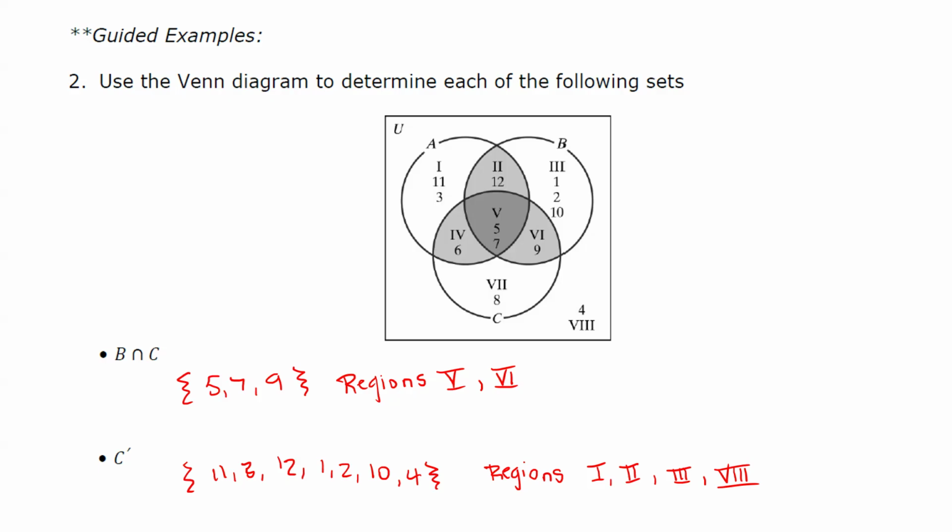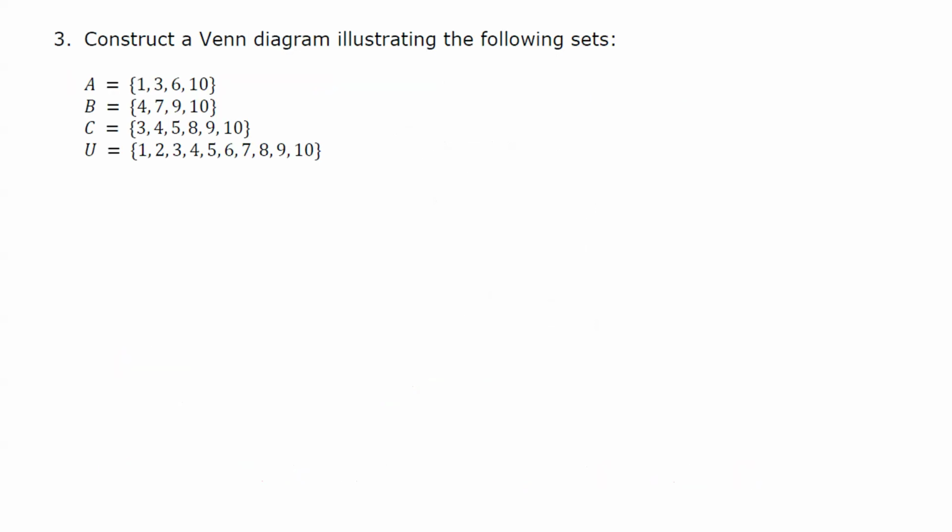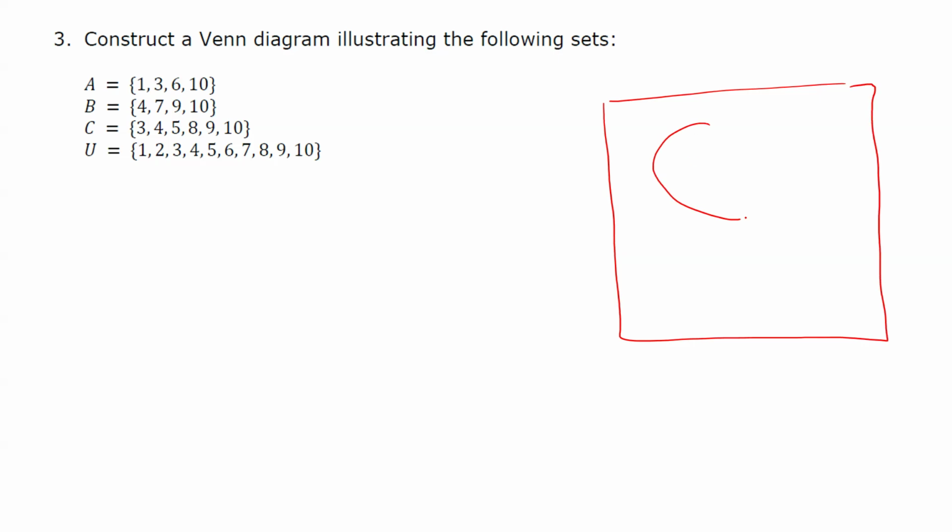Okay? So now that we've dabbled a little bit into some problems surrounding the Venn diagram with 3 sets, let's create one. So here we're asked to construct a Venn diagram illustrating the following sets. So we know we are going to create a Venn diagram. So let's draw an image here real quick. And I'm going to have my 3 circles that overlap. Okay. I'm going to label them. So this is set A, B, C, and my universal set.